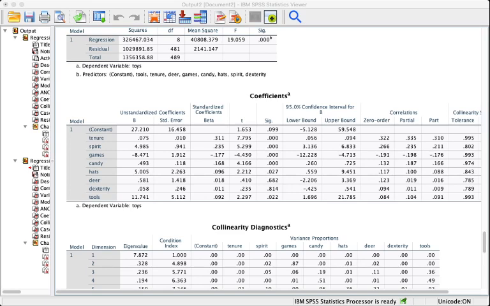Moving over in this table, we have our 95% confidence intervals. So this is for B, not for beta.